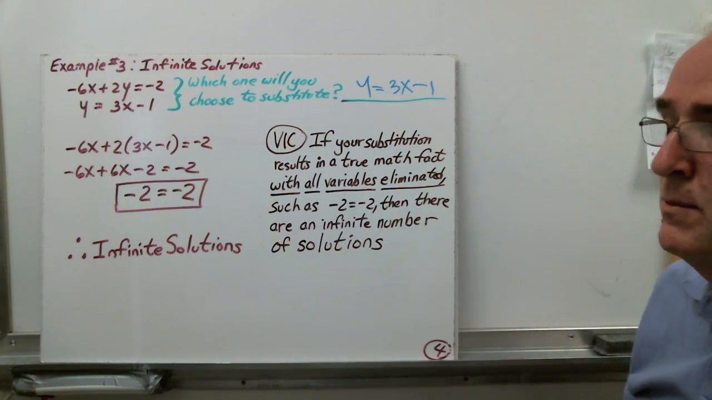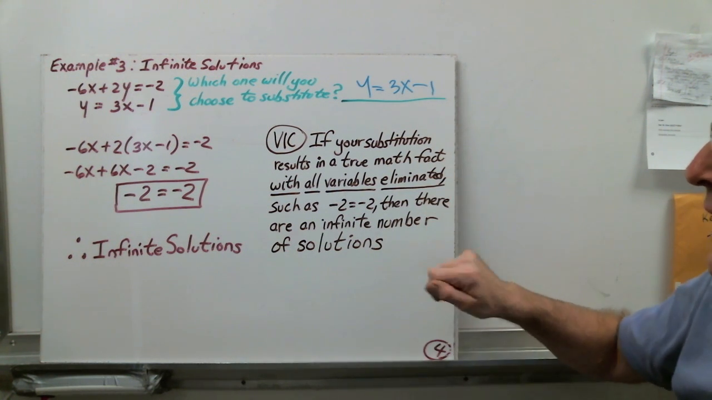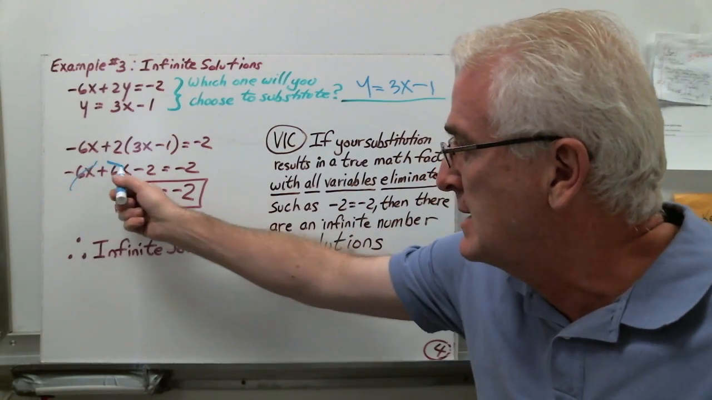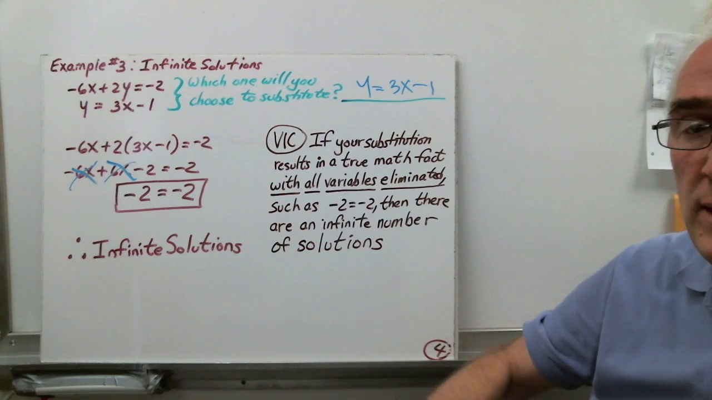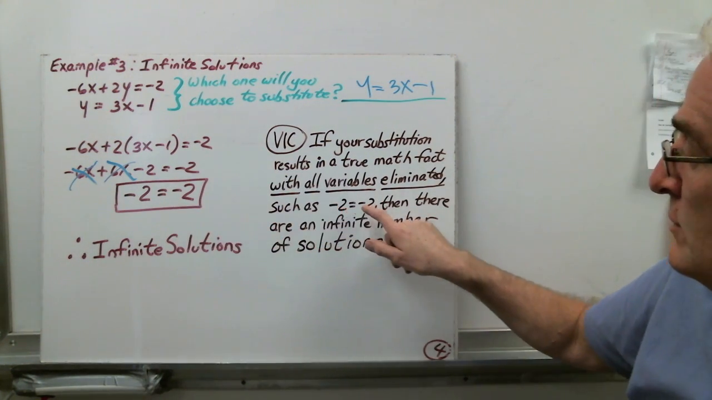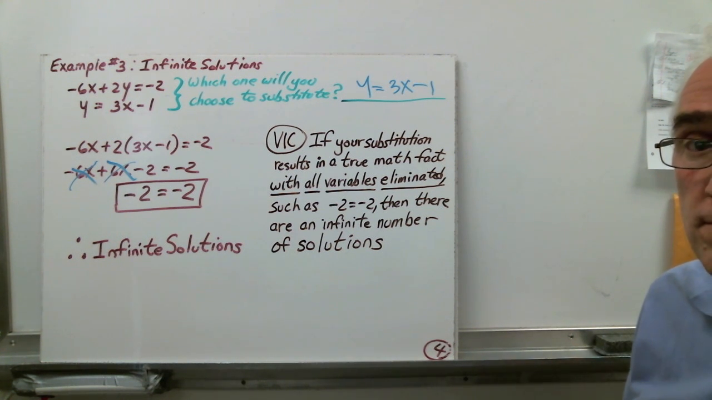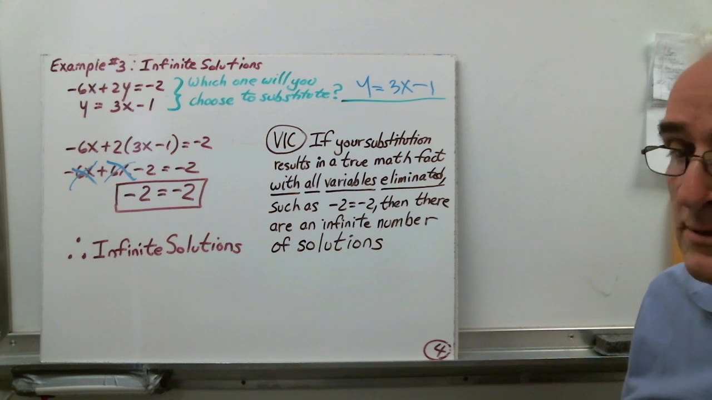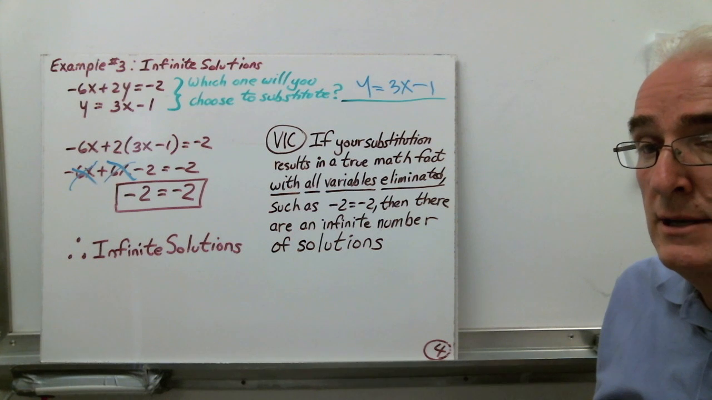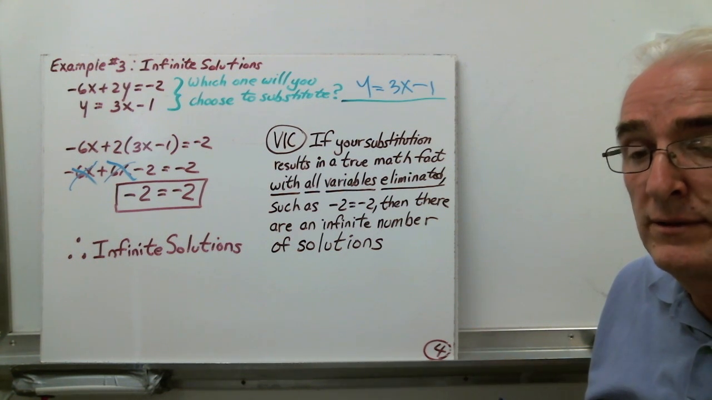Let's look at the Vic for this problem. If your substitution results in a true math fact with all variables eliminated, we eliminated these x's, we eliminated the y's when we substituted, such as in the example where we have a negative 2 equals a negative 2, then there is an infinite number of solutions. Okay? To summarize, the substitution method allows us to eliminate one of the variables and results in either one solution, no solutions, or an infinite number of solutions.